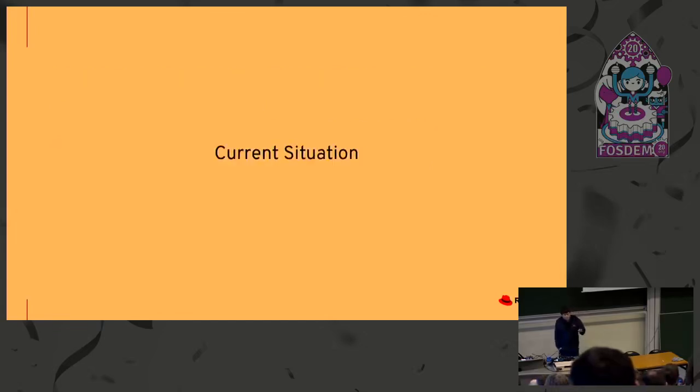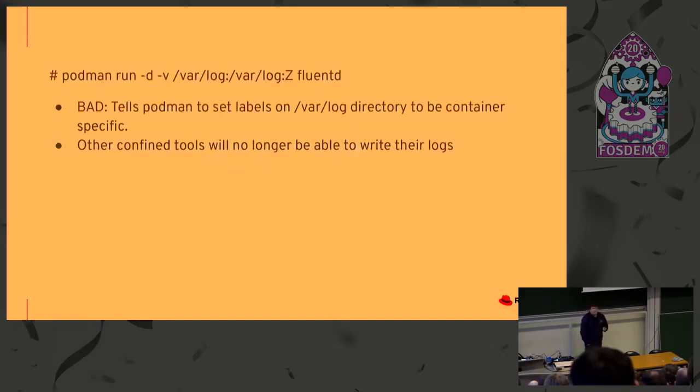So what's the current situation? What can you do with MCS and the generic SELinux policy? Let's say we want to start a container with the fluentd project and we want to bind mount /var/log from the host system, and we use capital Z as a parameter. It's here, okay? And this is not good. Actually, it's pretty bad because all other confined services on the host system will not be able to write or read /var/log, because the label will be container_file_t instead of var_log_t, which is the default label for this path.